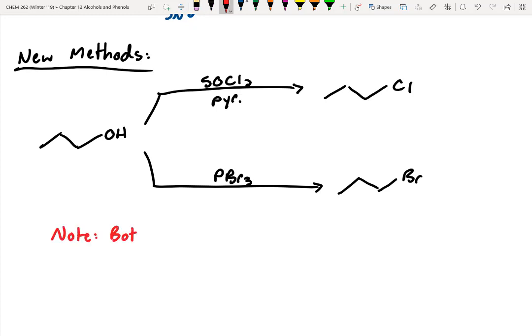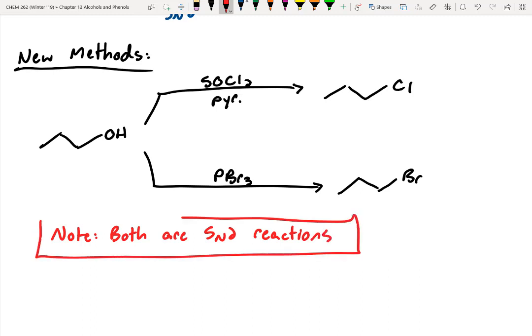that both are SN2. What does that mean if you have a stereocenter? Yeah, so we would invert any stereochemistry.